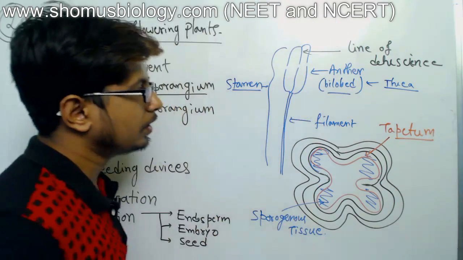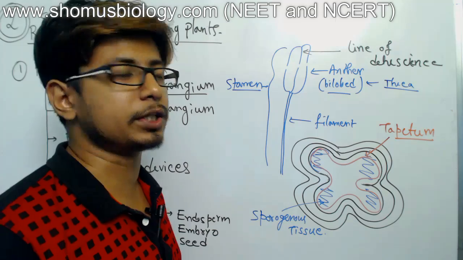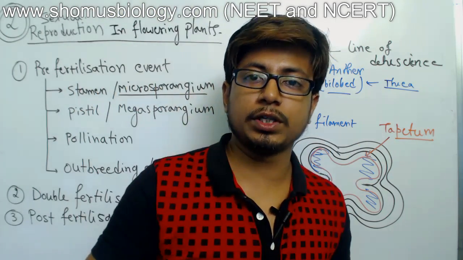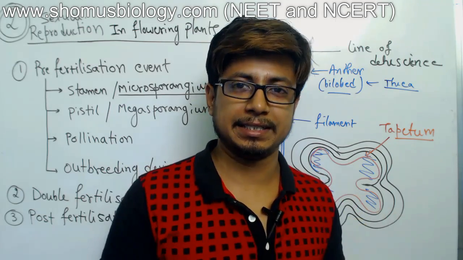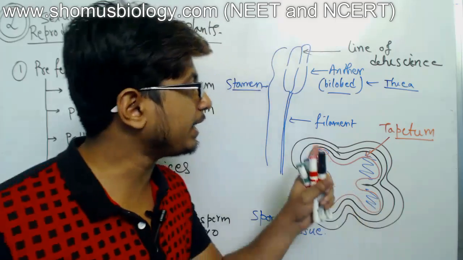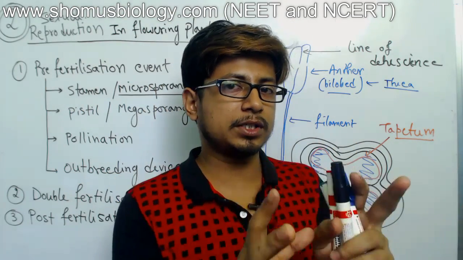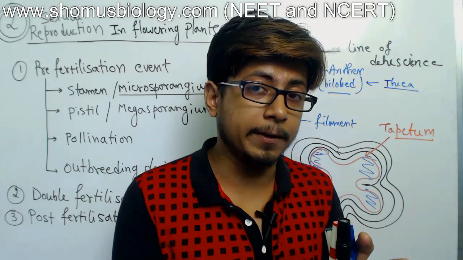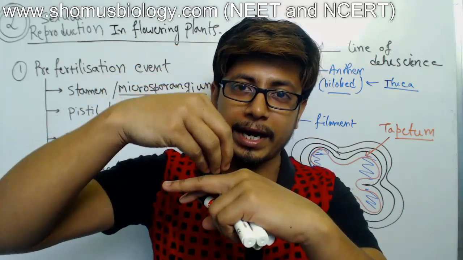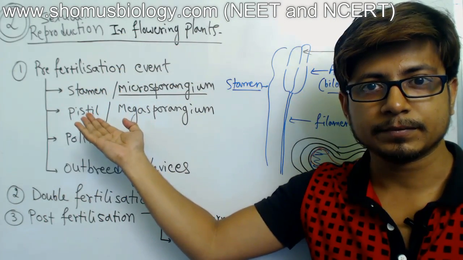Tapetum. Now this line of dehiscence and tapetum have their unique functions. This line of dehiscence is required for the future process of spore release, or release of pollen grains. When the microspores mature, this line of dehiscence helps them to be dispersed. And you know, dispersal of the spores is very much required, because only after the dispersal of the spore can the spore contact the female portion of the flower, right?